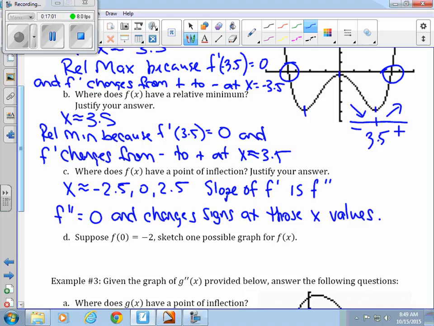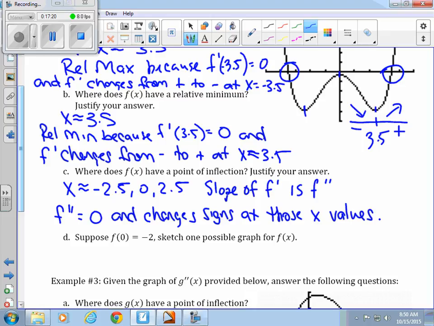Remember though, make sure you use the definition. Don't use, there's maximum or minimum. Yes, that's how you know. But why does that tell you it's a point of inflection? We go back to the definition. It's because the second derivative is 0 and changes signs at that point. I'd let the reader know how I know that.